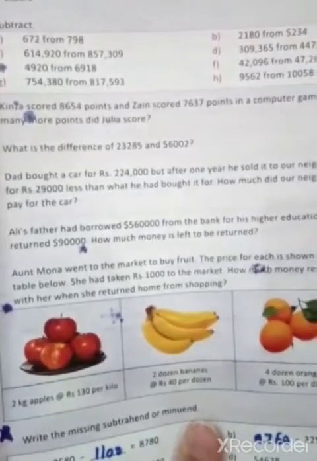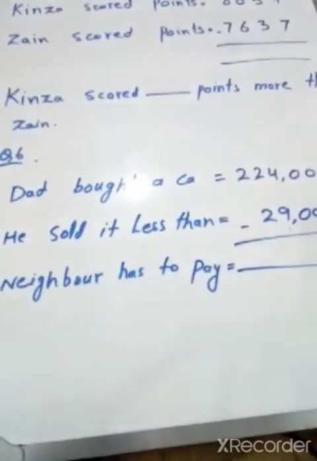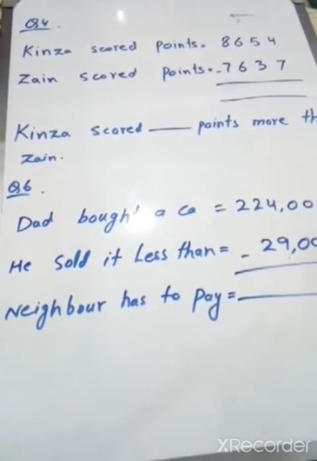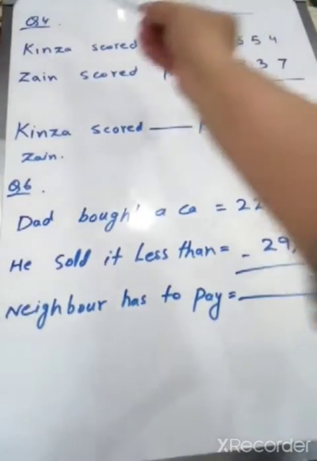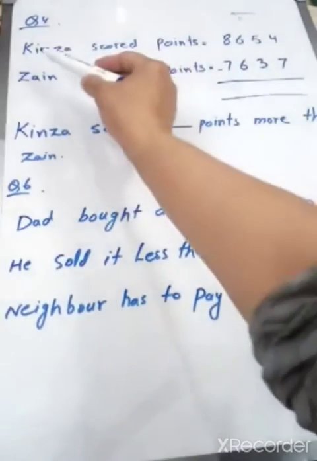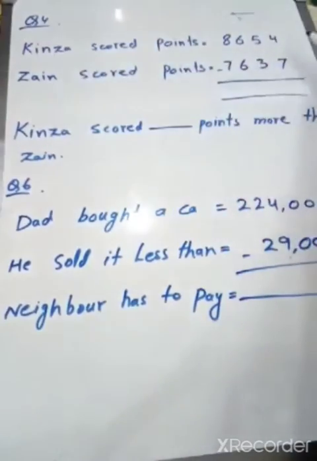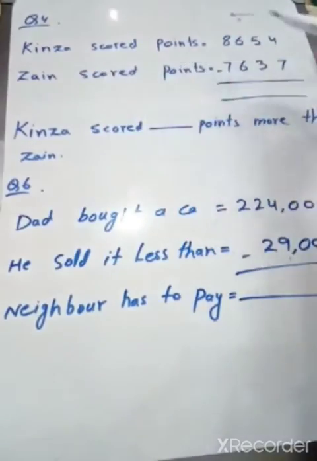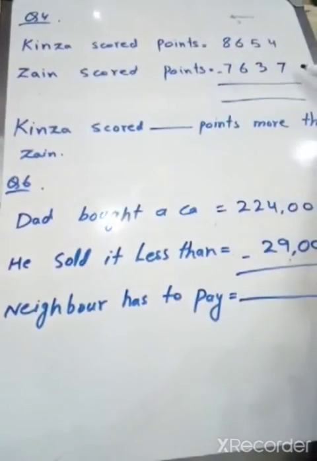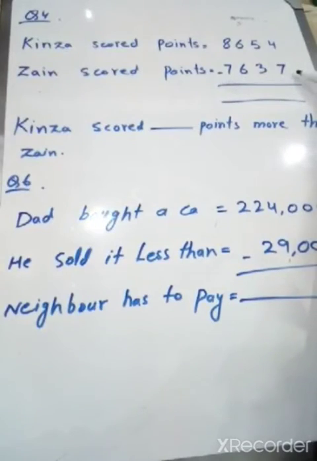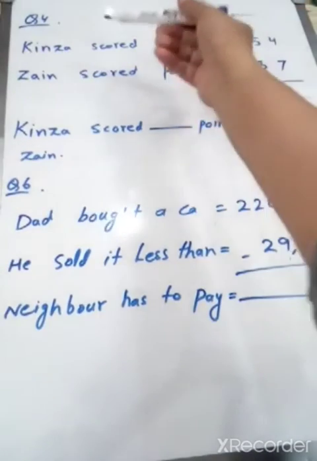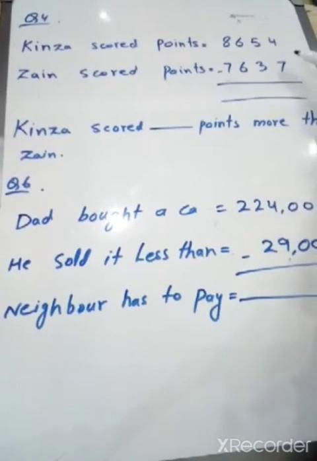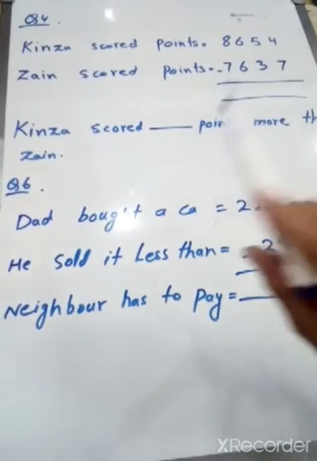So for this answer, how you have to solve it in your loose sheets, look at the board. First you have to write the question on the top like this. Write the whole question from the book on the top and start writing your answer now. Kinza scored points is equal to, write those points on the left side. Zan scored points is equal to 7,000 something, and write those points on the left side. Write data on the left side and make the sum on the right side.